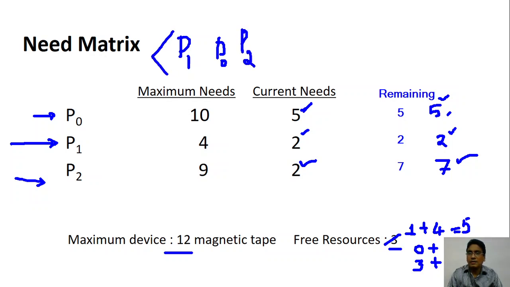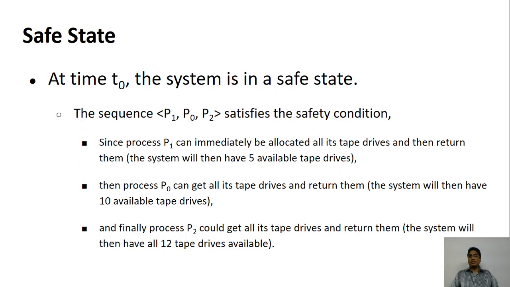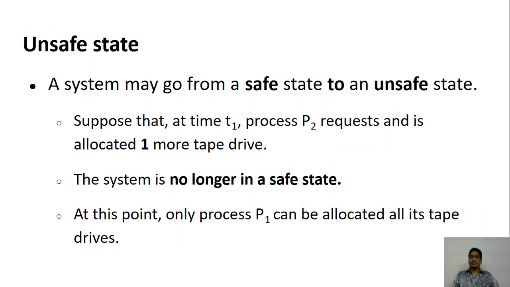So if you give in this order, then there won't be any deadlock. So hope you get that idea. So this is what is the deadlock. This is how the things are going. I have just given you the example.